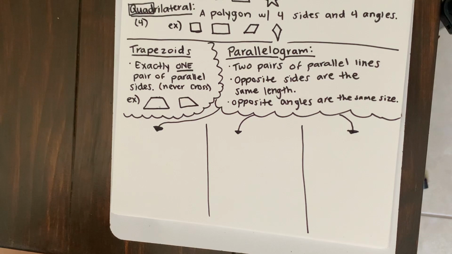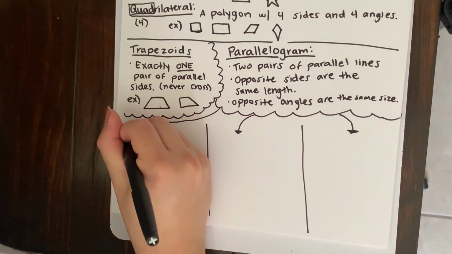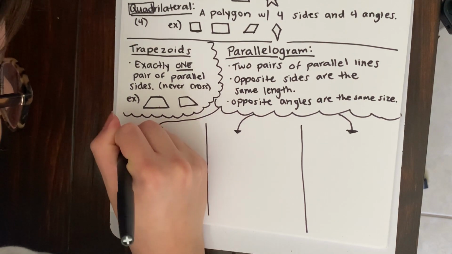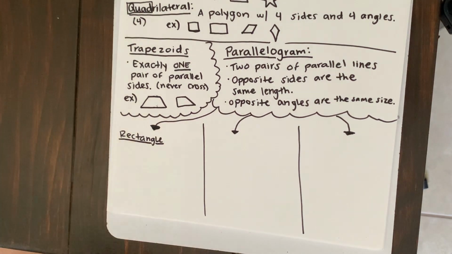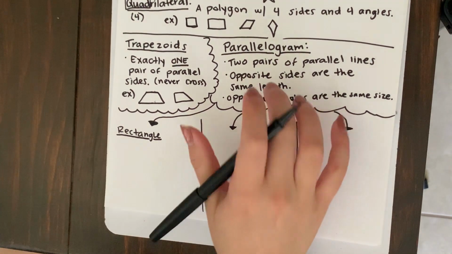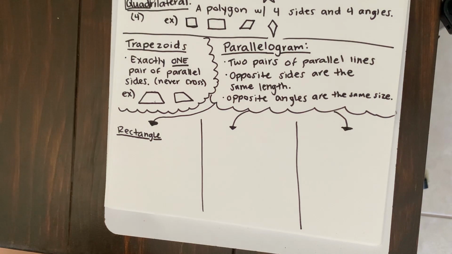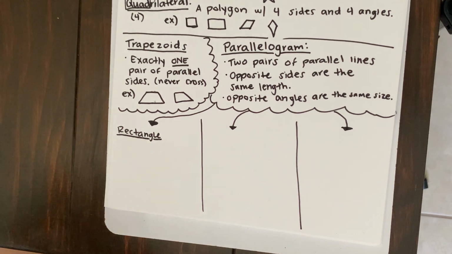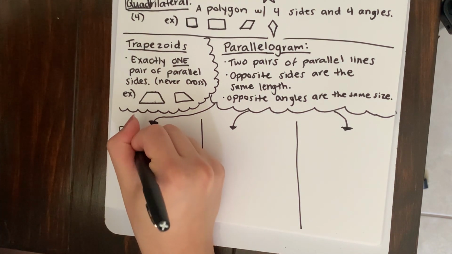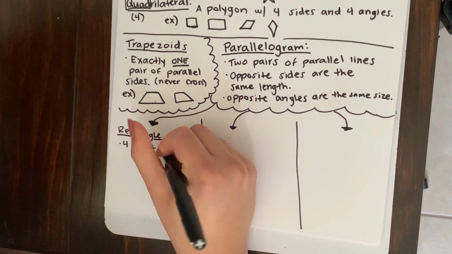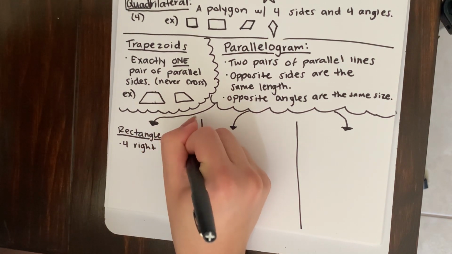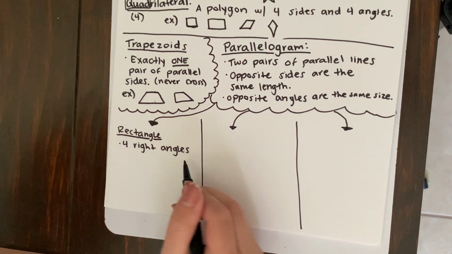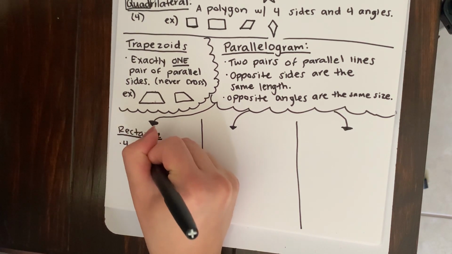Okay, the first type is called a rectangle. And in order for a parallelogram to be called a rectangle, it has to meet all of these rules because it's still a parallelogram, but also it needs to have 4 right angles, which remember, those are those square corners. 4 right angles or square corners, okay? So that's all it needs.